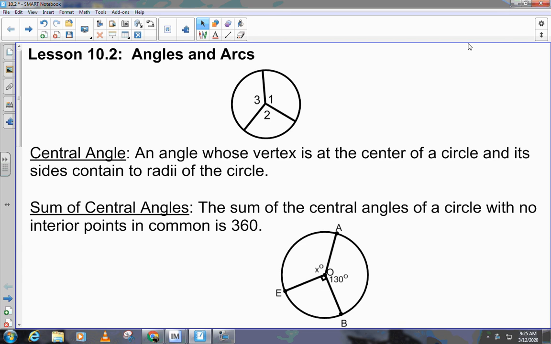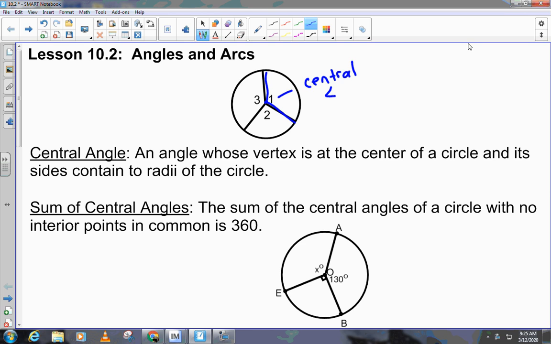So angle 1 is a central angle, okay? This right here is a central angle. Its vertex is at the center, and the sides of the angle are radii of the circle. Okay, so this right here is considered a central angle.